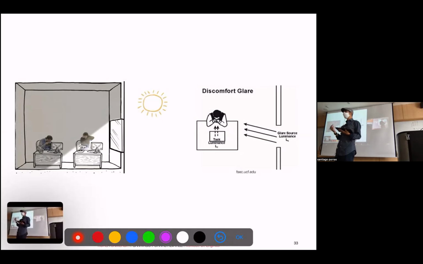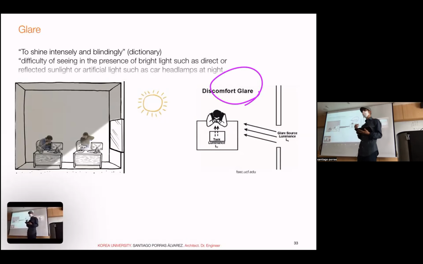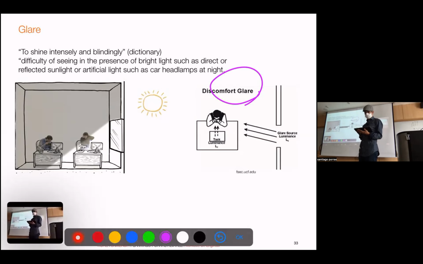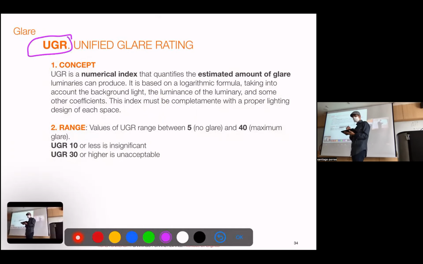If the contrast is very strong, we have glare, right? And that is standardized and measured. This is something which we have to consider in the design. So there is the unified glare rating, and luminaires have this rating, right? It's an index which tells how much discomfort you may have with a light source, a luminaire.